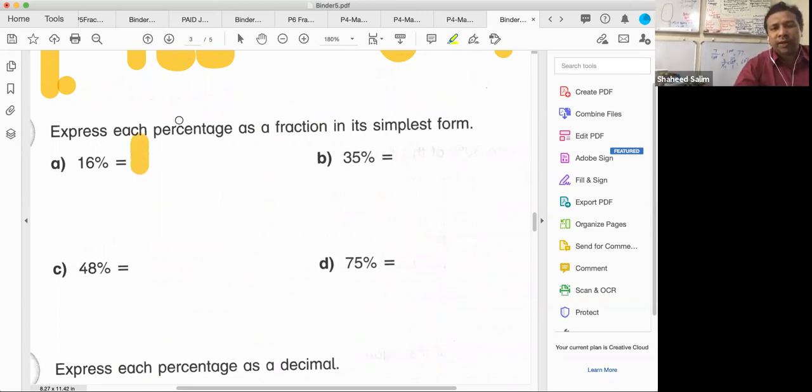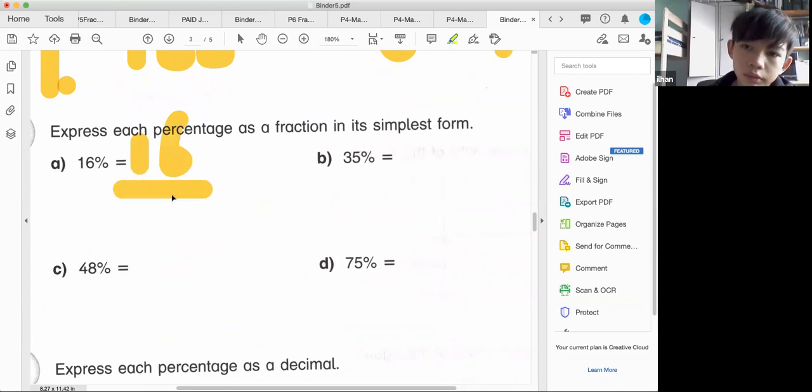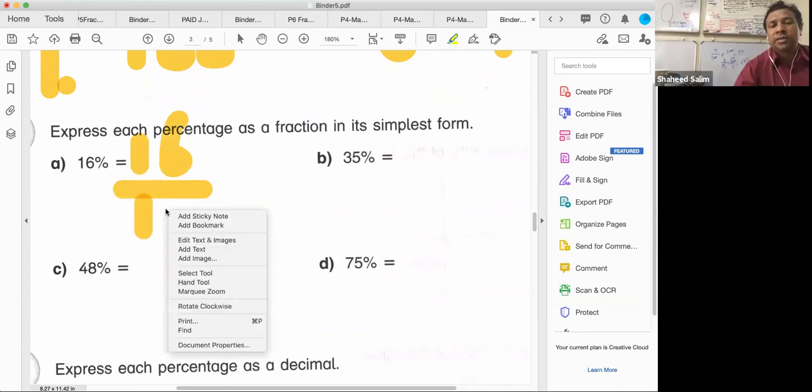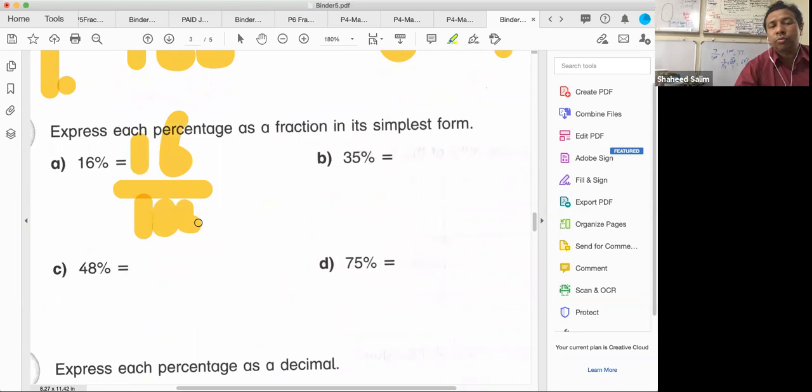This is what? 16 over what, Iman? 100. Then you bring it to lowest terms lah. Because that is what a percentage is. It's always 16 over 100. That's why they put, can you see the 100? 1, 0, 0. 16 is the top one, 100 is the bottom one.